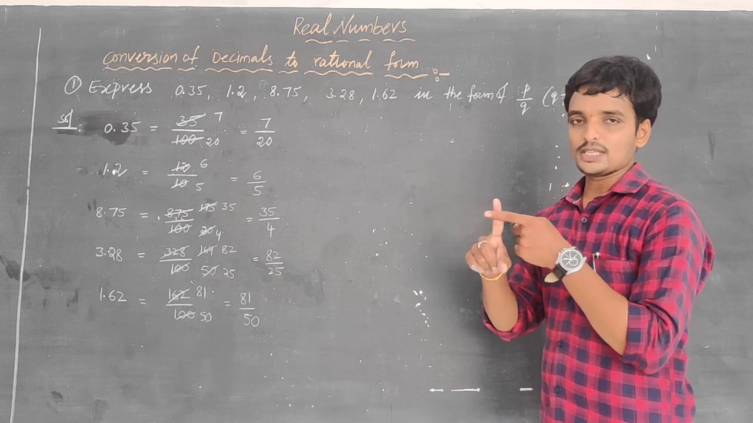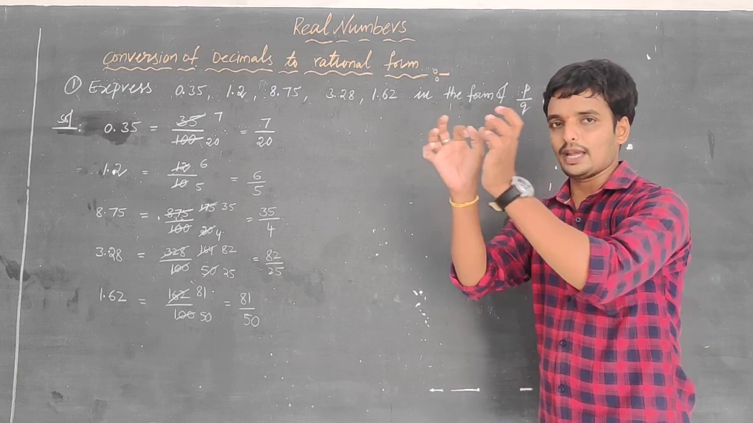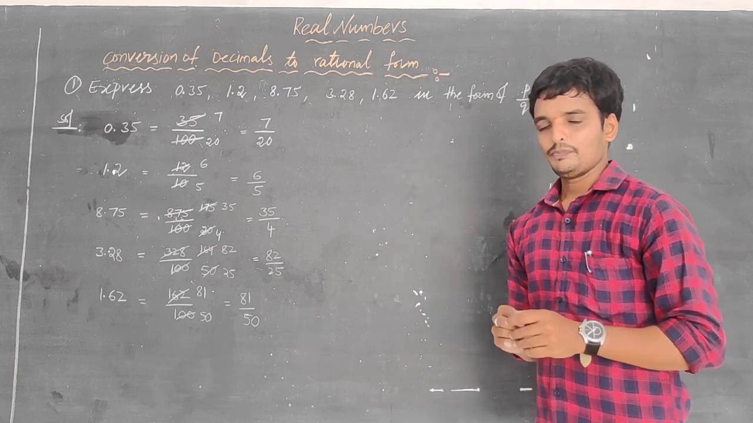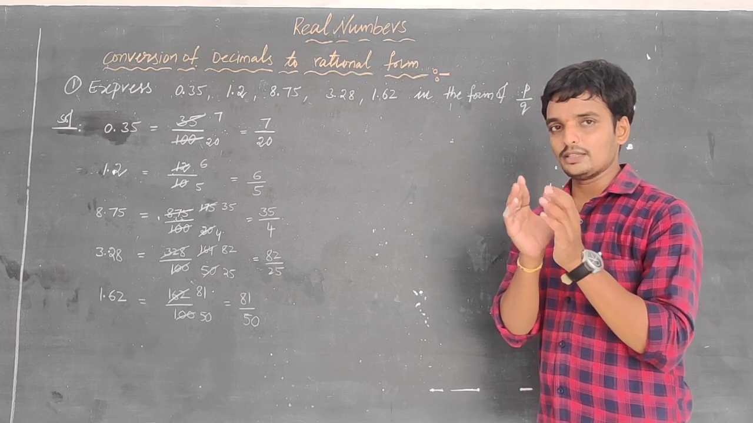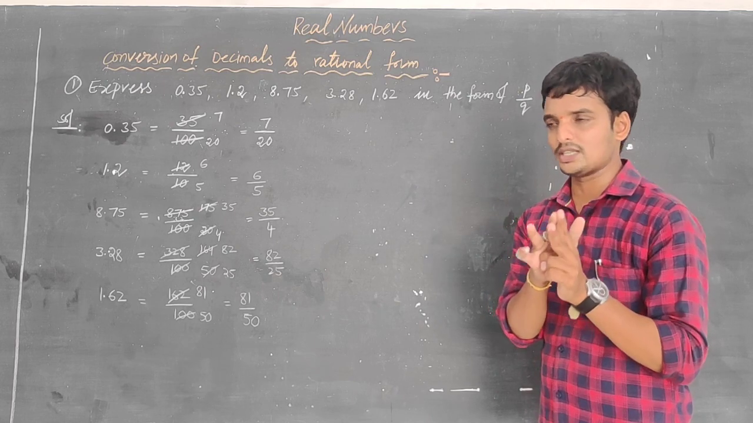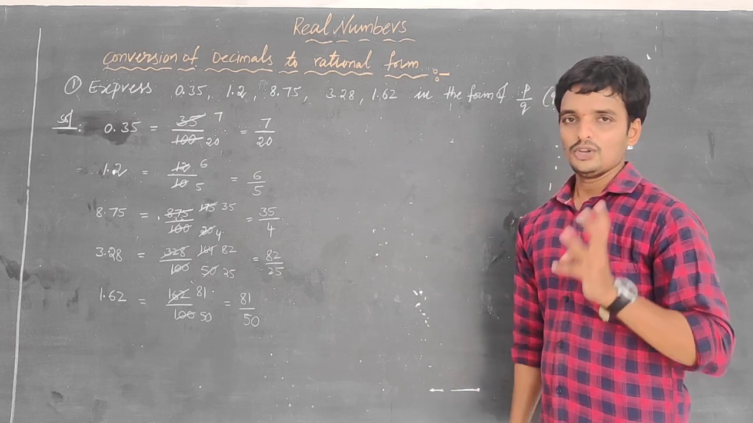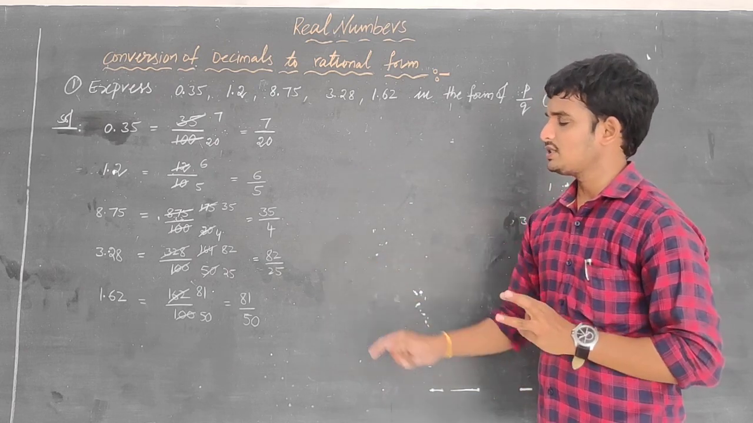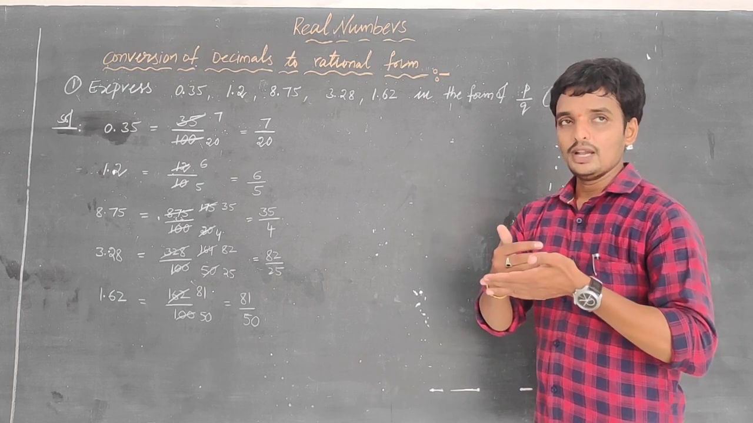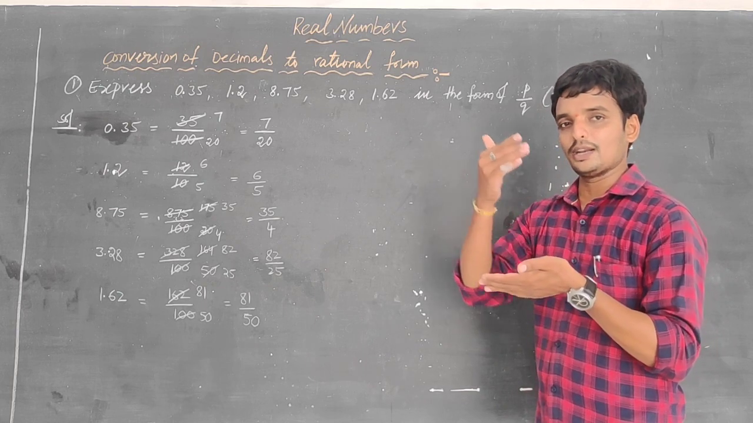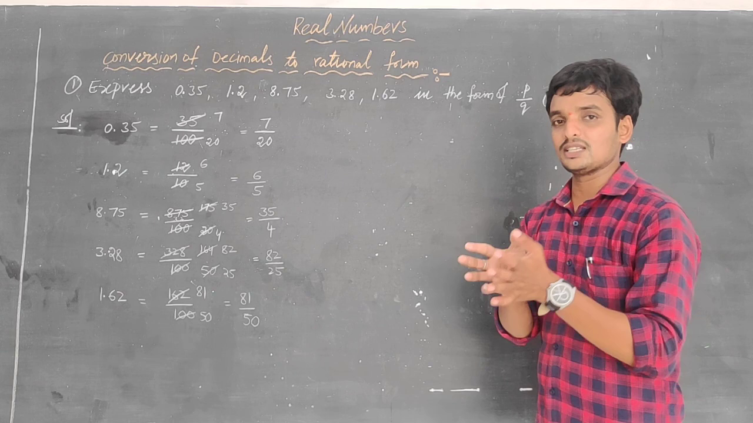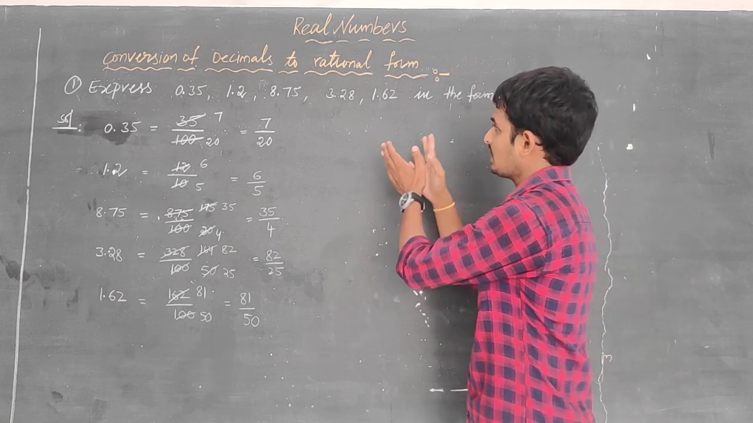First of all, we just remove the decimal point, write the number as it is, and keep the by. And how many digits are there in the decimal part? If you have 2 digits, we keep 2 zeros. If you have 1 digit, we keep 1 zero. If you have 3 digits, we keep 3 zeros. If the numerator and the denominator have common factors, we must cancel them, and the final answer is the rational number.